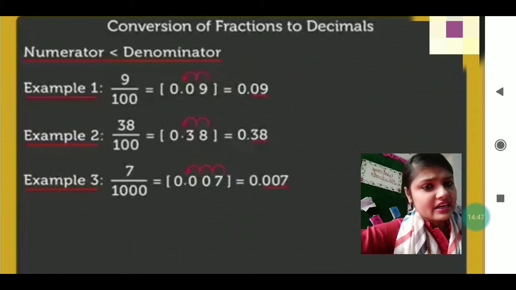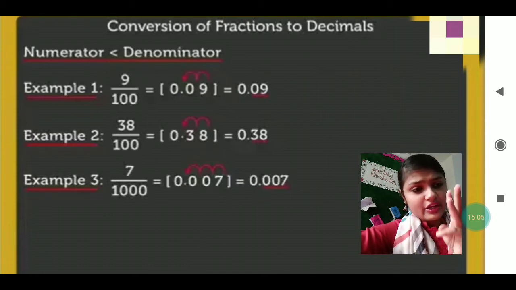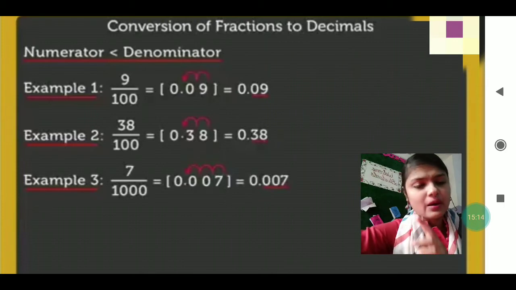In the same way 38 is there, so after 3 and 8 I have put a dot, so that the decimal places are equal to the number of zeros present downside. In the same way, 7 by 1000 is there. How many zeros are there? Three. So after three digits in the numerator column we have to put the point. Only one digit, 7, is there, so you put zeros upside so that the numerator and denominator become equal. Three zeros, because 1000 has three zeros. So 0007.